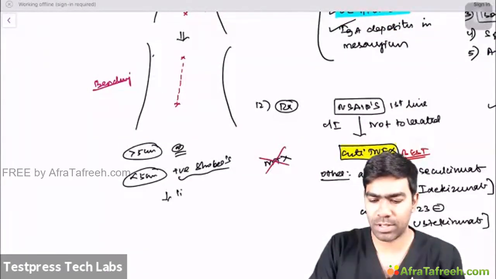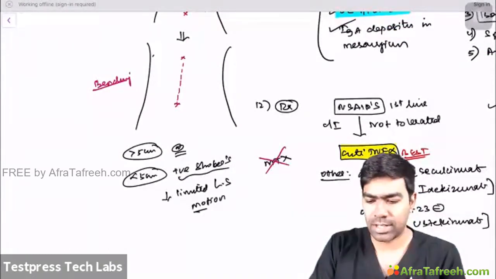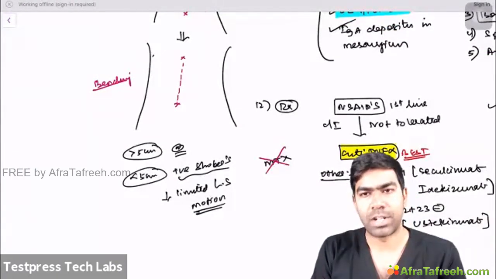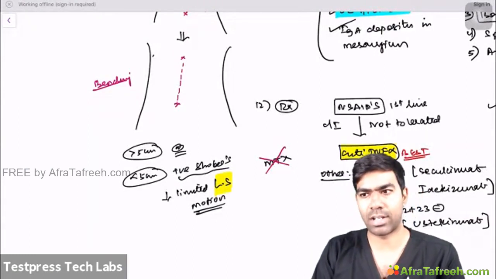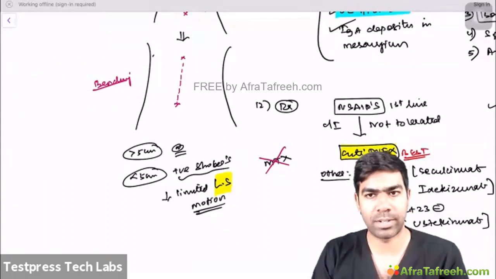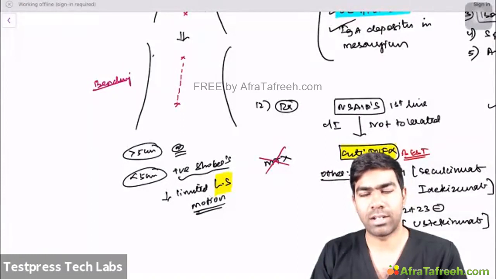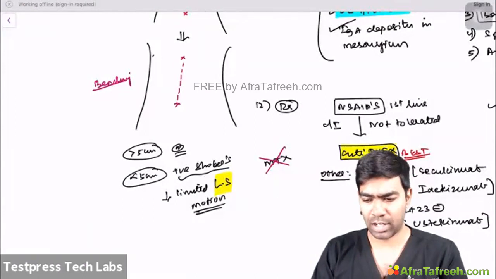So positive Schober's test means you are having a limited lumbar spine motion. It doesn't mean that you're having ankylosing spondylitis. It just tells that it's a limited lumbar spine motion. Clear? That's what it indicates. It can happen in a variety of conditions, like even fluorosis, because fluorosis also affects your lumbar spine and the entire vertebral column. And it can be seen in a disease called alkaptonuria, that's called ochronosis. Even there you can get these kinds of problems.